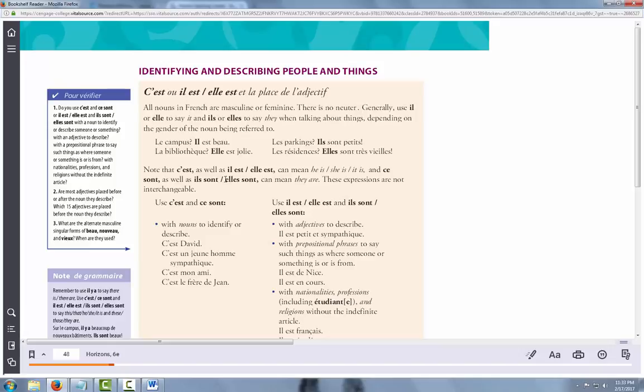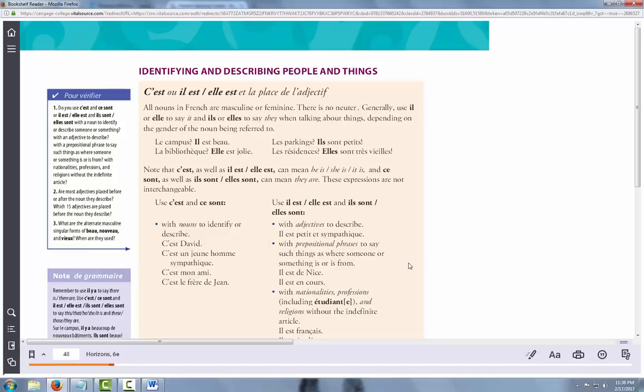So c'est, as well as il est, elle est, can mean he is, she is, or it is in English. And ce sont, as well as ils sont, elles sont, can mean they are. So the expressions are not interchangeable. In French, you're set to use one or the other. And in English, it may not always translate exactly like it is stated in French. So to illustrate the lack of correspondence sometimes in the translation, let's read these sentences.